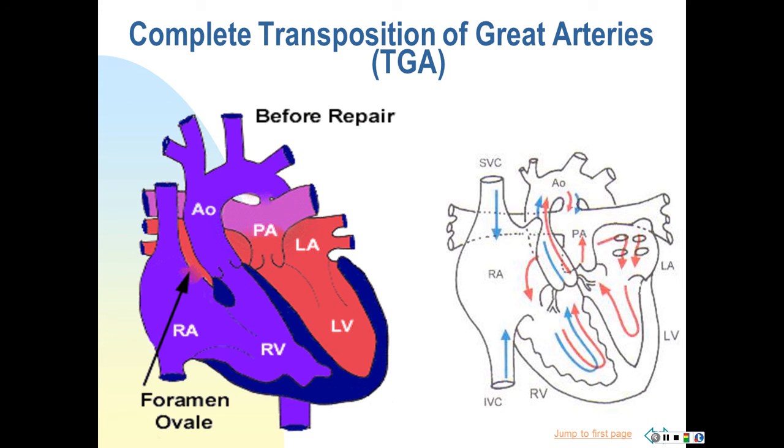So what that means is the PDA is required to keep this child alive until they fix them. So what happens when the PDA closes? This kid will become dead. They won't survive. This is called a ductal dependent lesion. There are a few lesions. I already talked about one and didn't mention the fact that it was ductal dependent.